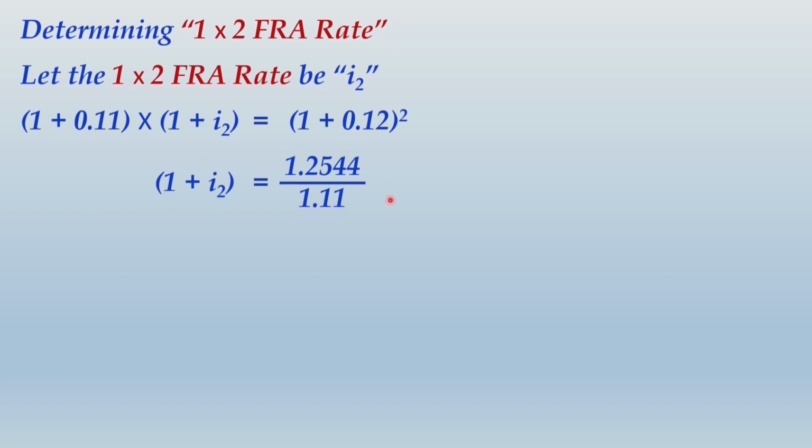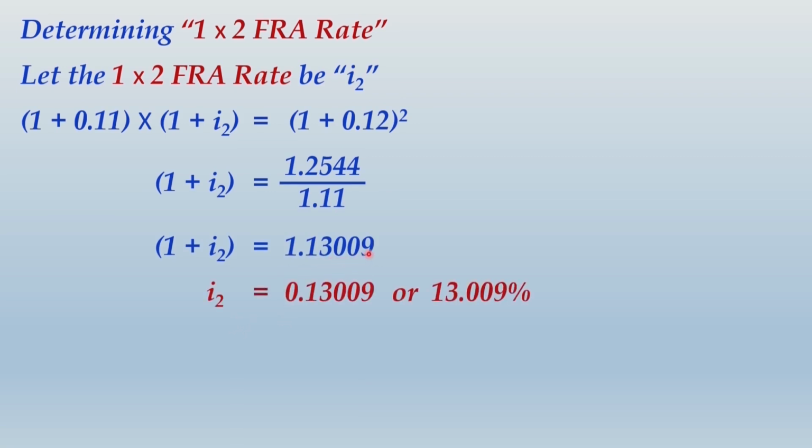Now 1 plus I2 is this value. When you solve it, 1 plus I2 you get as 1.13009. So I2 will obviously be 1.13009 minus 1, that will be 0.13009, or simply 13.009%. Let us move ahead and take the second calculation, that is determining the 2/3 FRA rate.